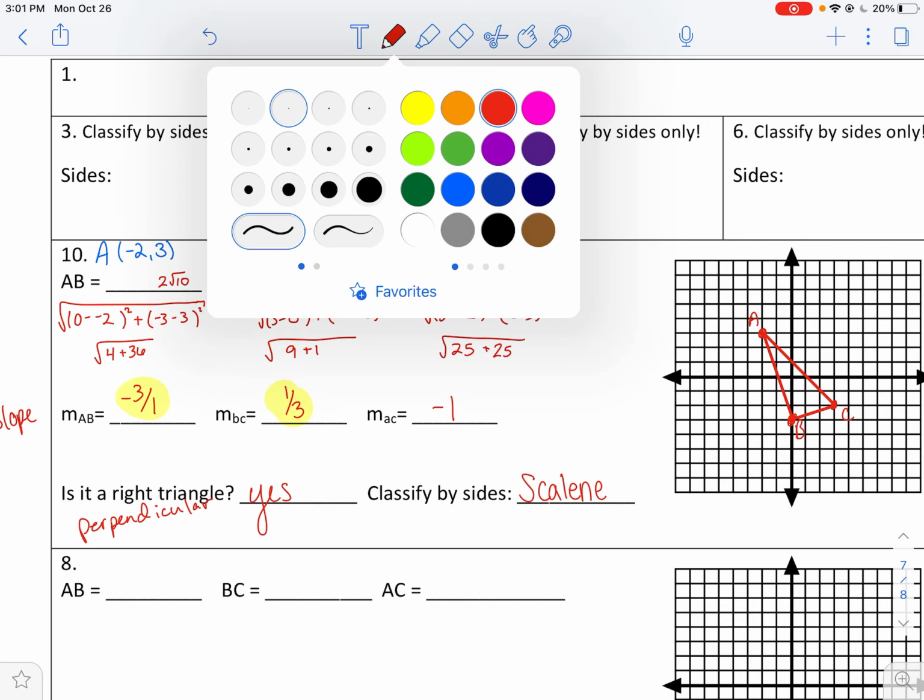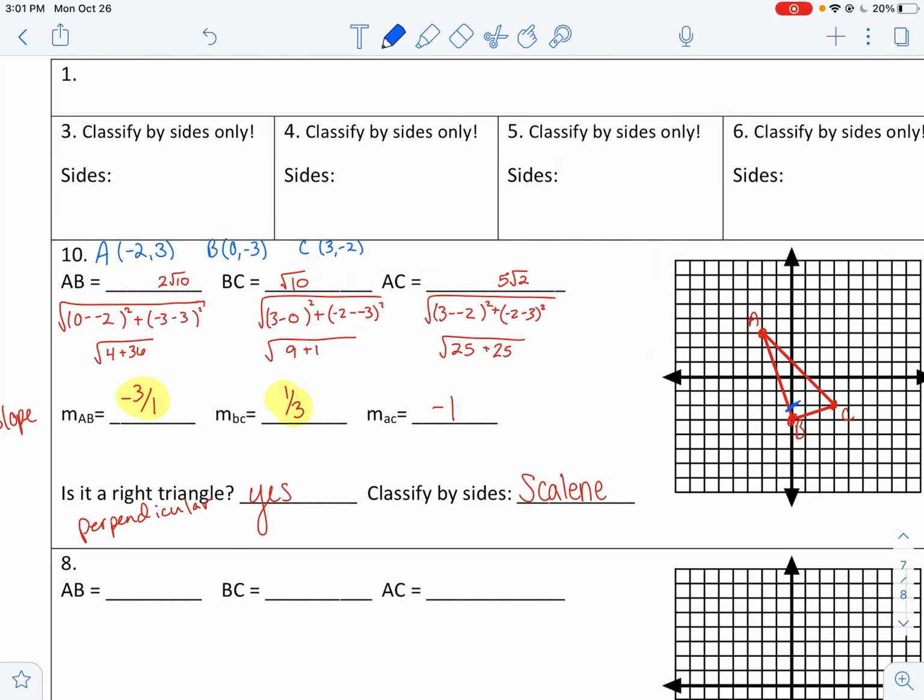So I have a right angle, and it's right here. That's going to be my right angle at angle B. So because I have perpendicular slopes, then I have my right angle.